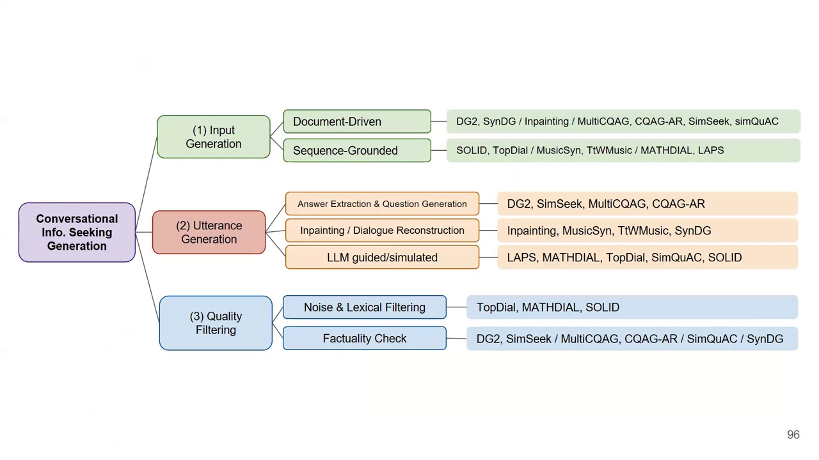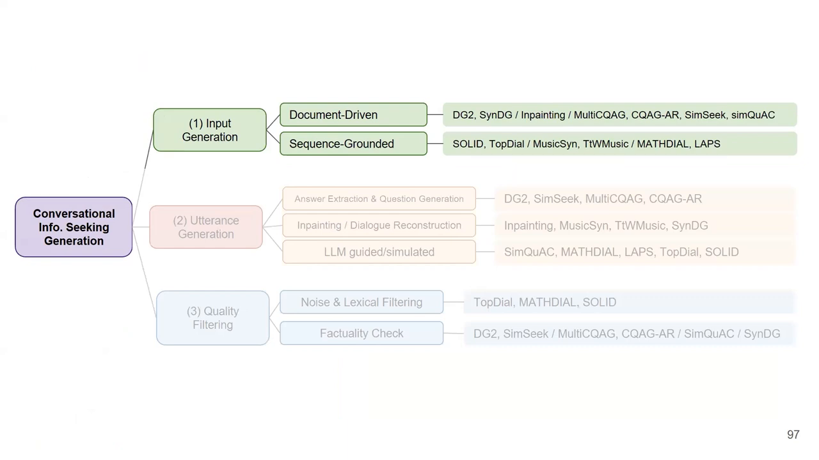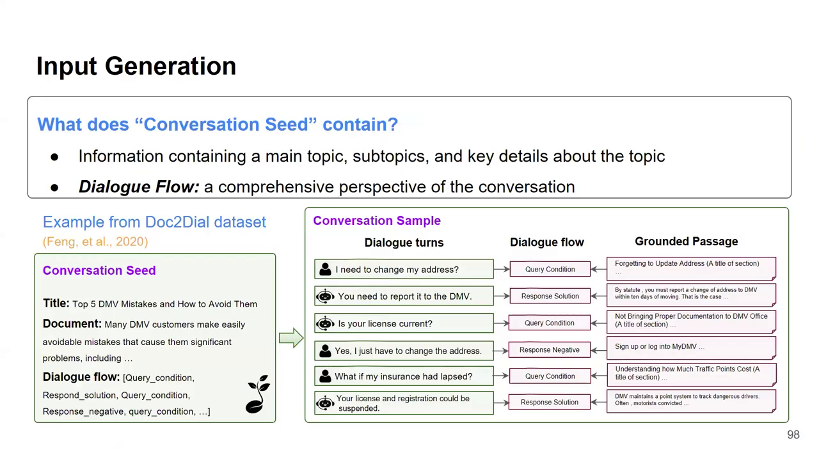We will delve into each component. First, input generation. For conversational information seeking, we have two approaches. The first one is document-driven, and the second one is sequence-grounded.